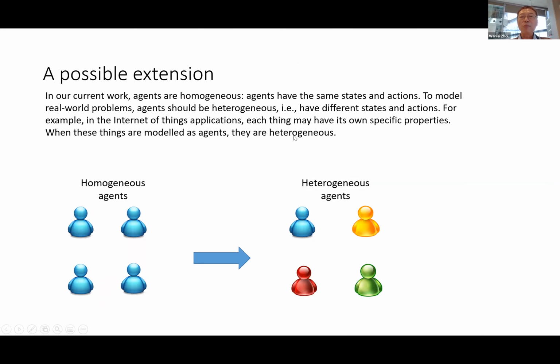Of course, the work that we have been doing currently can only work on homogeneous agents. In the real world, the agents can be heterogeneous, right? You have different states, different actions, different types of proposals, and agents are either homogeneous or heterogeneous. Our system currently can't work on heterogeneous agents, but we are working on it. One of our PhD students is working on this kind of extension.